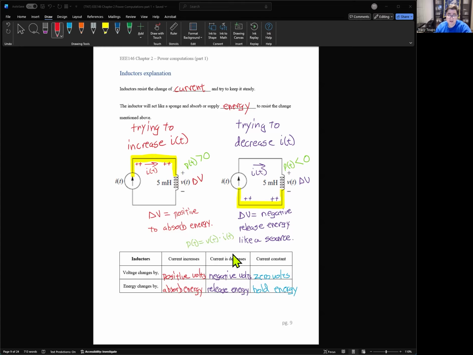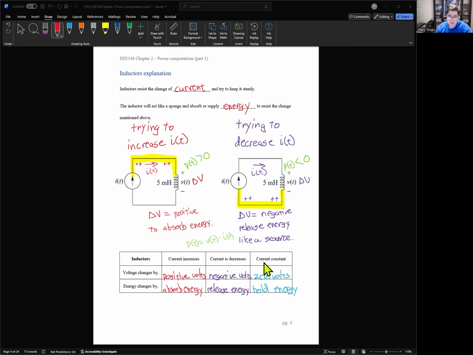On the opposite side, if I have a lot of current flowing through and my inductor is happy, we're at steady state, and then all of a sudden I say, let's decrease the current. Immediately, the inductor is going to say, all right, I'm going to have negative volts across my terminals. So we flip polarity, negative voltage immediately happens, and then I start releasing energy to keep the current as steady as possible until I run out of energy. And that's what happens when the current decreases.